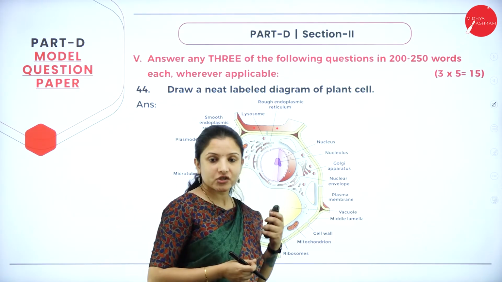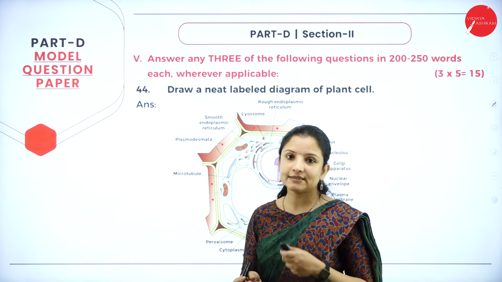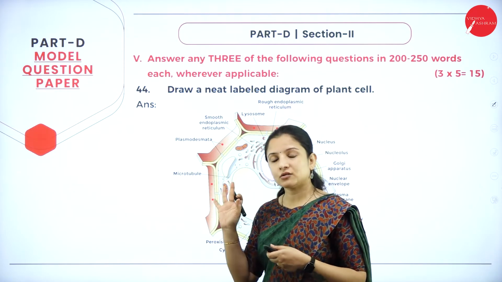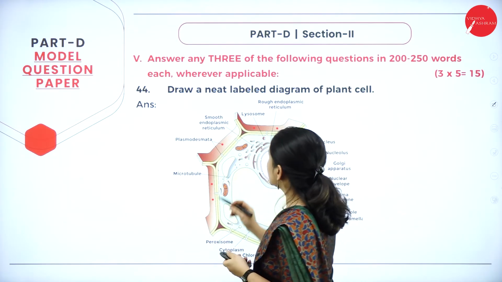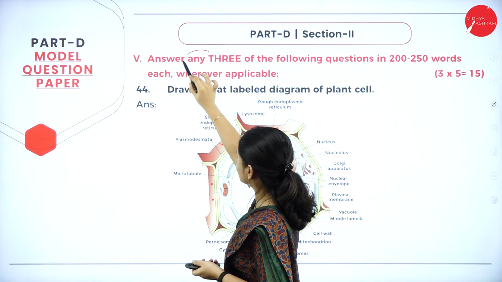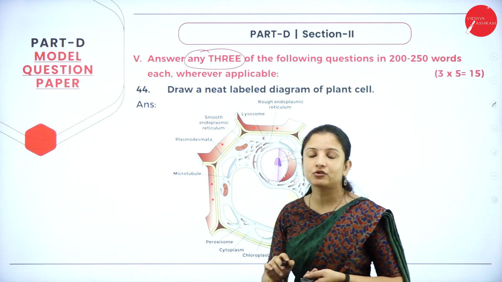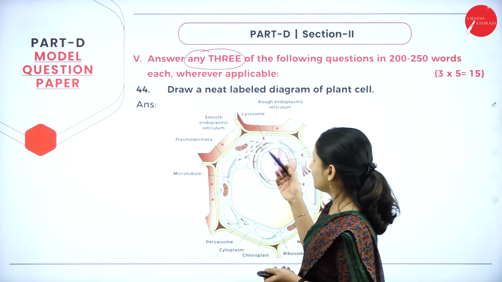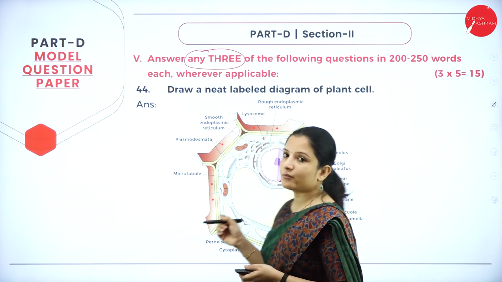Next question, section 2. In this part D, section 2. Here also it is all 5 mark questions. Here any 3. They have given 6 questions. Out of the 6 you need to answer any 3. So first question: draw a neat labeled diagram of the plant cell.